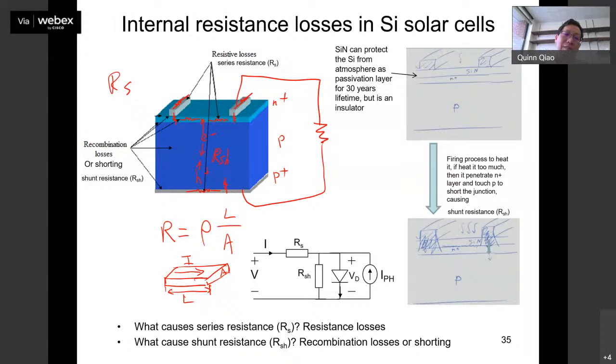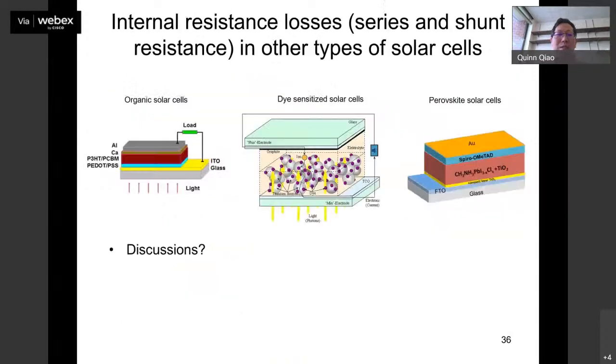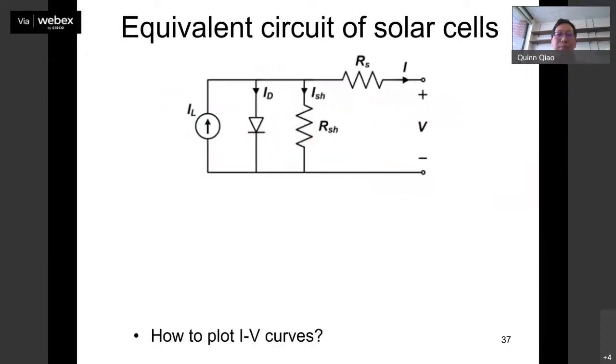They move inside the devices instead of to the load here, okay? That's called shunt resistance. With that, you can do the same thing here. You can do your own analysis of organic solar cells, dye-sensitized solar cells, or perovskite solar cells. You can do the same analysis. Either the contact provides your series resistance, or the recombination inside the device gives you shunt resistance. No matter what solar cells, they follow the same mechanisms.